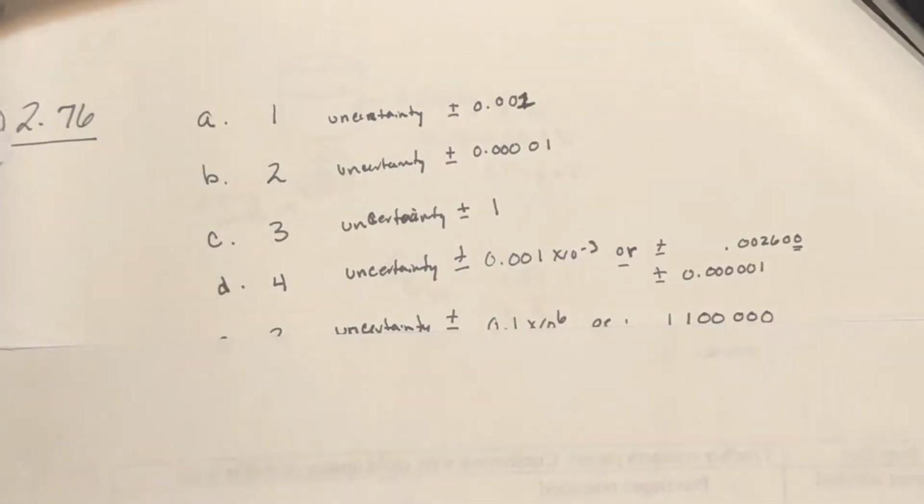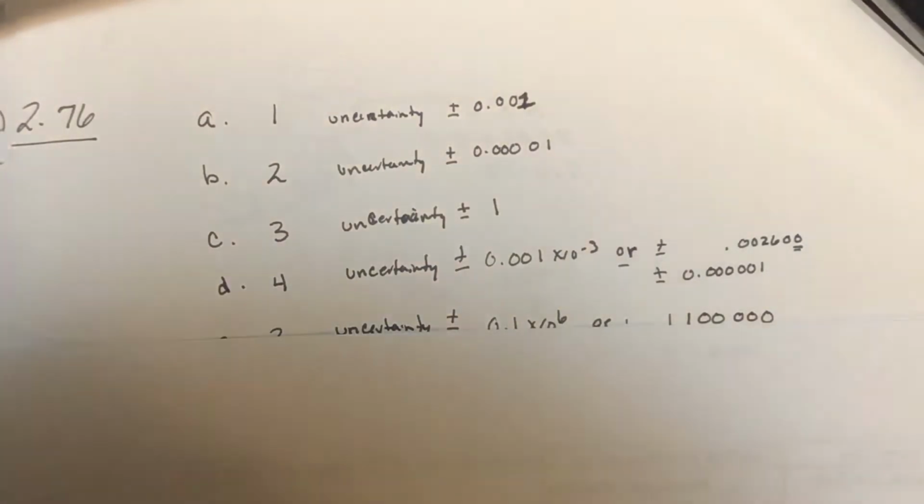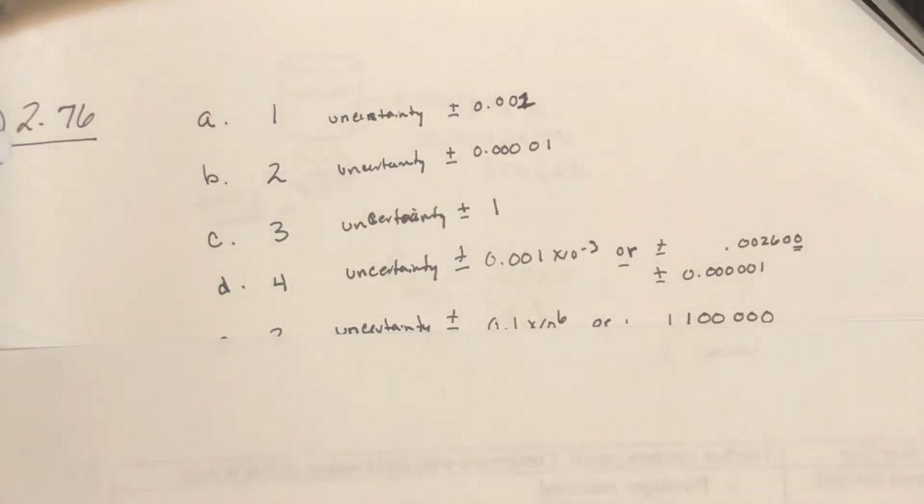So this is going to be our group discussion problem review. Hopefully this will be a little bit more like what we would do in the classroom. Question number 1 is 2.76.